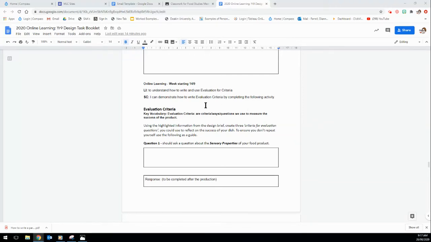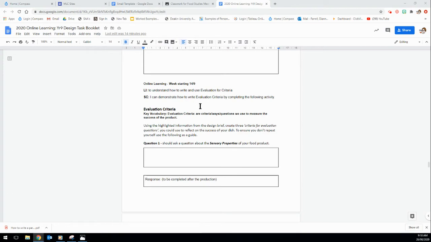Today you should be looking at online learning week starting the 14th of the 9th. Today's learning intention: to understand how to write and use evaluation criteria. Success criteria is: I can demonstrate how to write evaluation criteria by completing the following activity.